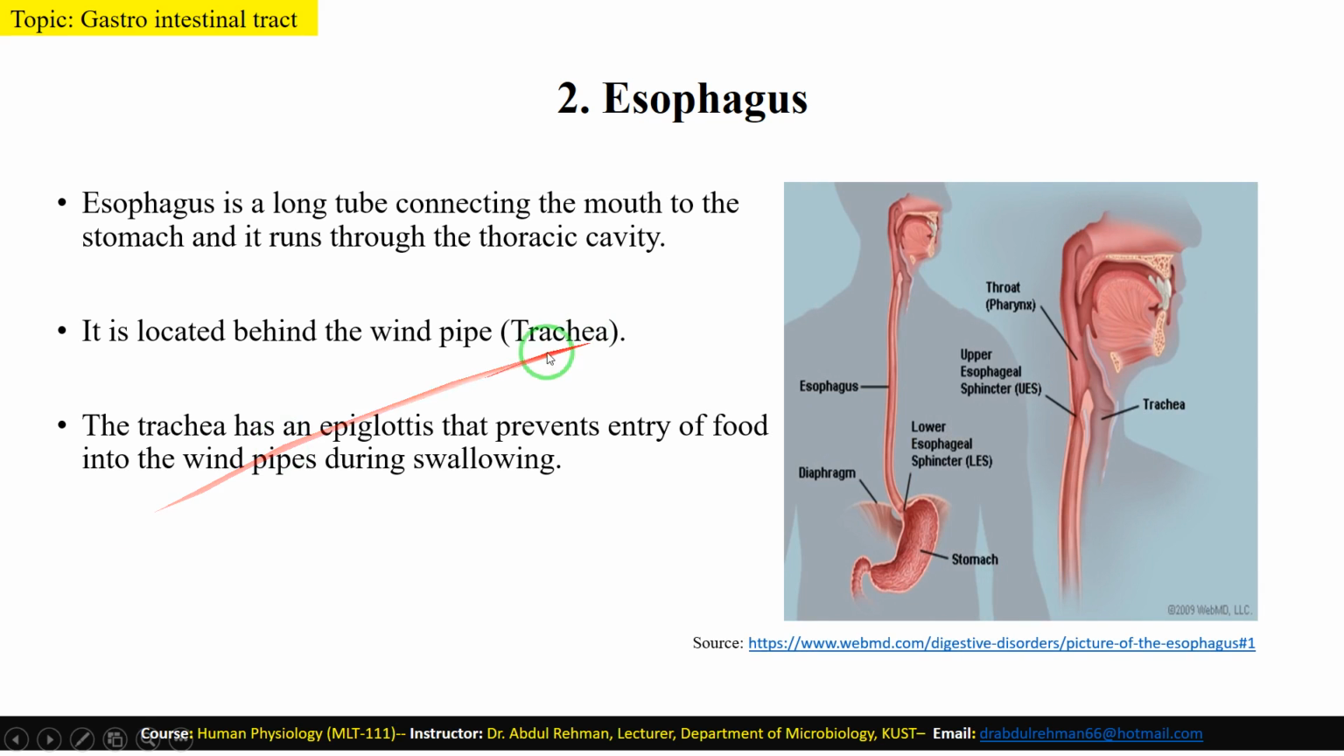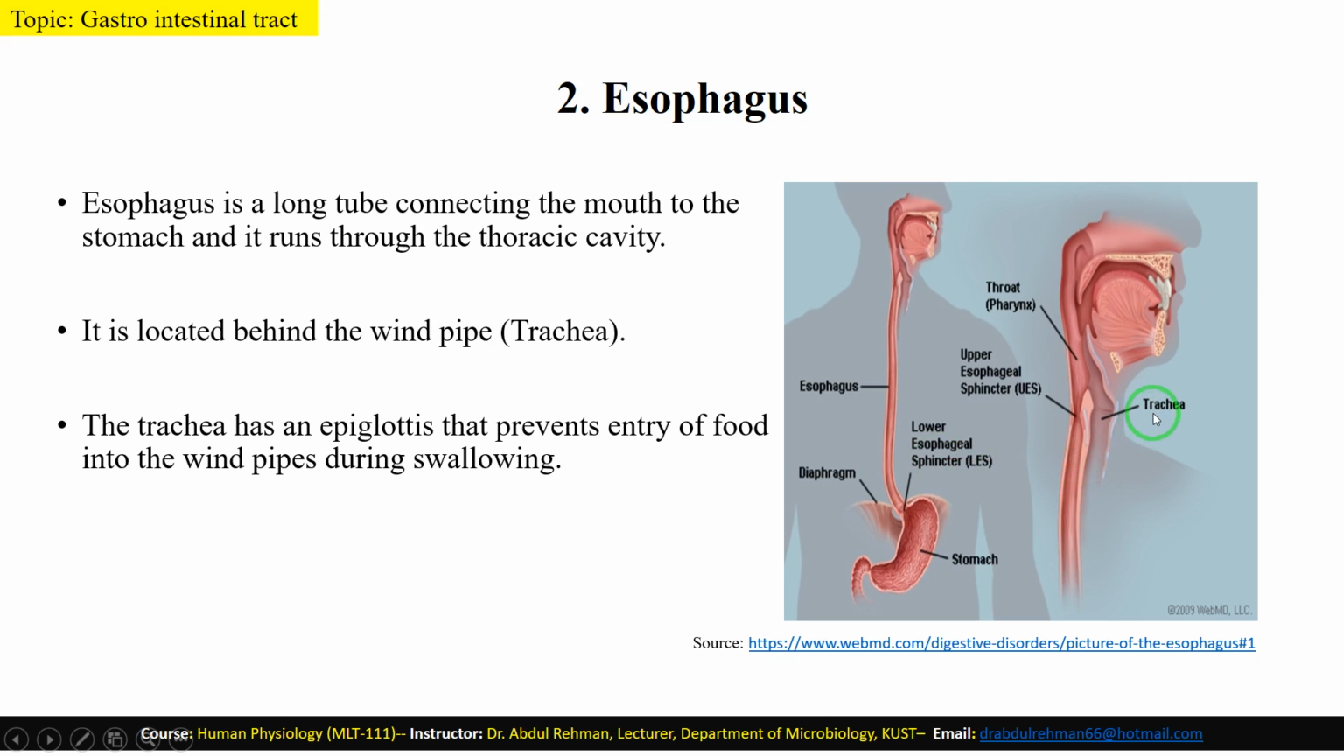Here you can see a long tube called the esophagus. Its one end is connected with the mouth and the other end is connected with the stomach. It contains two sphincter regions. One is the upper sphincter, called the upper esophageal sphincter, and the other is the lower sphincter region that connects the esophagus to the stomach, also called the cardiac sphincter.